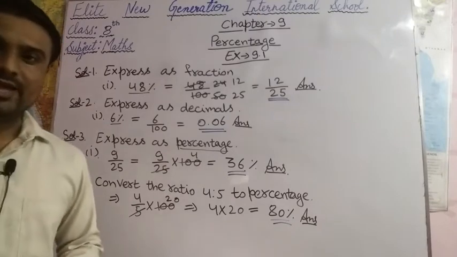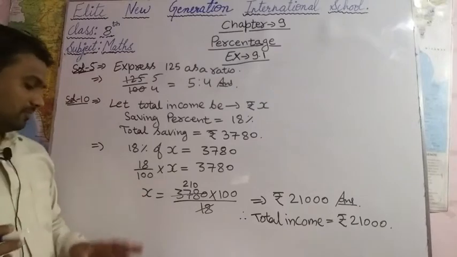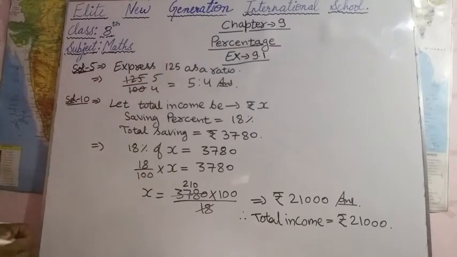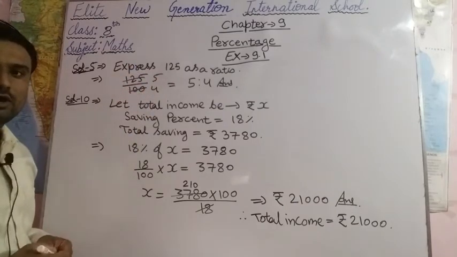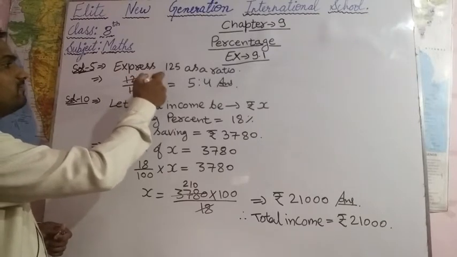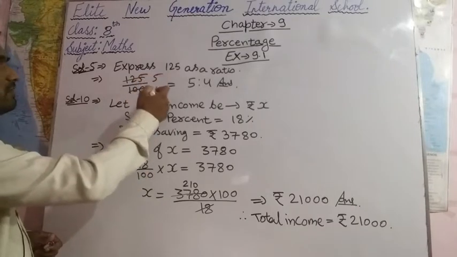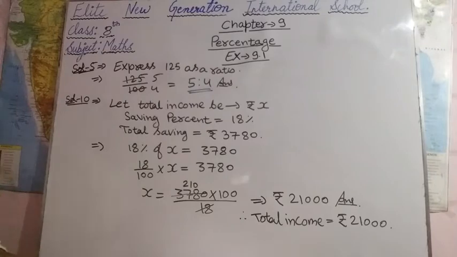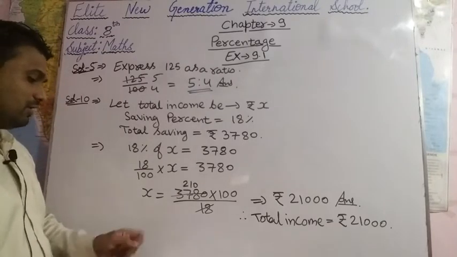Now see question number 5. In question number 5 we have to express 125% as a ratio. For expressing 125% as a ratio, we can write 125 upon 100. Here we can cancel it by the table of 25. So 25 fives are 125 and 25 fours are 100. So it will be 5 upon 4. So we can write it as the ratio 5:4. Now after this, see question number 10, and the remaining questions are the same. So you can do all these questions.